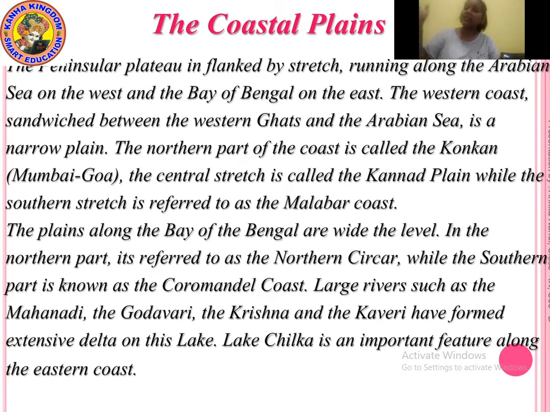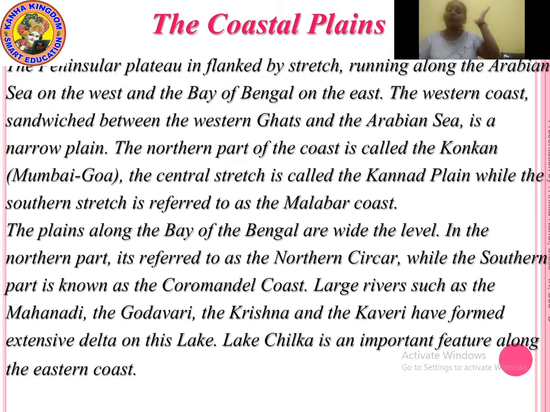These eastern coastal plains are known as Northern Sarkar in the northern part, and in the southern part the Coromandel coast. Large rivers such as Kaveri, Mahanadi, Godavari and Krishna form extensive deltas. Chilka Lake is a very important feature along the eastern coast.